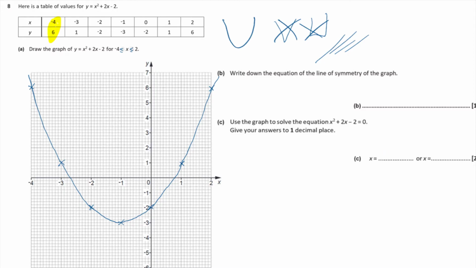So I've drawn a nice smooth curve. It's passing through each of my points. It's continuous. I haven't feathered. It hasn't got a pointy bottom. We're good to go. Right, let's answer the question.